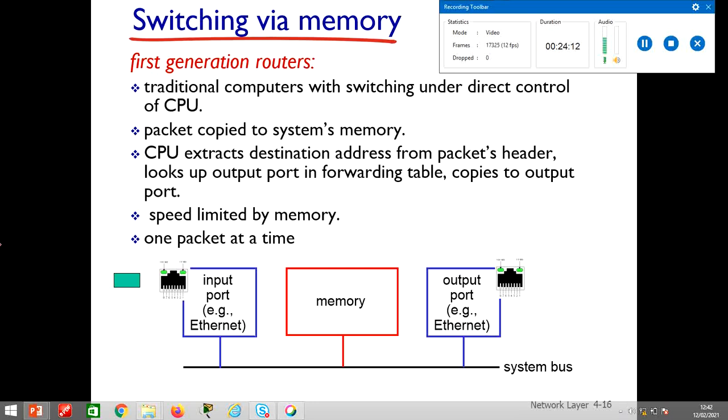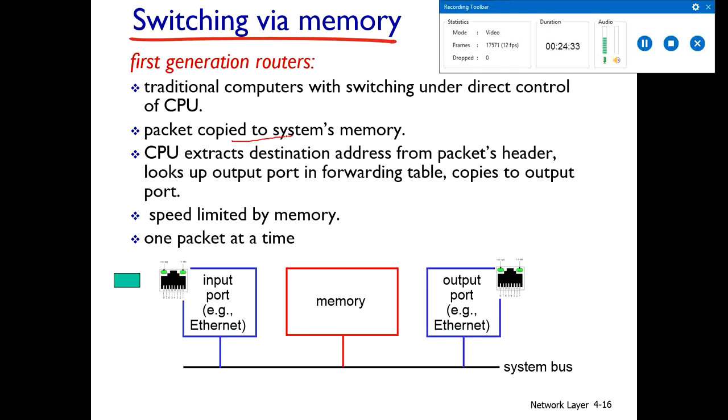In this, the input and output ports functioned like traditional input-output devices, and the input port with an arriving packet first signaled the routing processor via an interrupt. So what happens is, when the packet arrives, the packet is first copied to the system's memory.